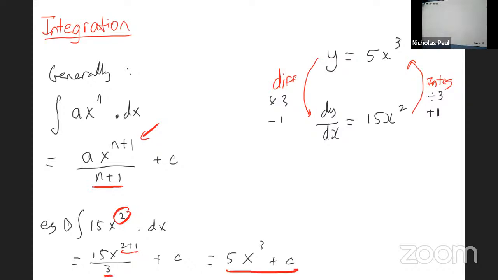So integration is the reverse of differentiation, right? We basically add and divide, while in differentiation we multiply and we subtract, right? So we're going to a new example here. Try this one here for me, please. 7x to the power 4 with respect to x. Try that there.